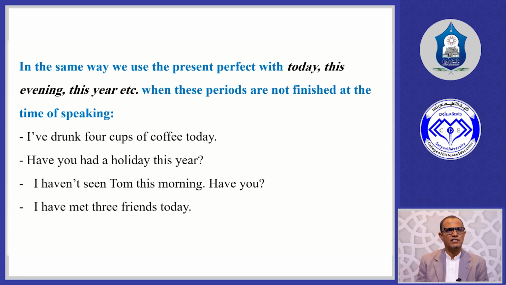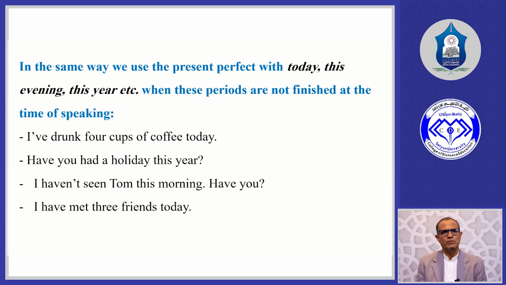So look at these examples now. Have you had a holiday this year? That means I ask him about this year from the beginning till now, whether he went on a holiday from the beginning of this year till now. So, have you had a holiday this year? I mean, this year is still going and didn't finish.